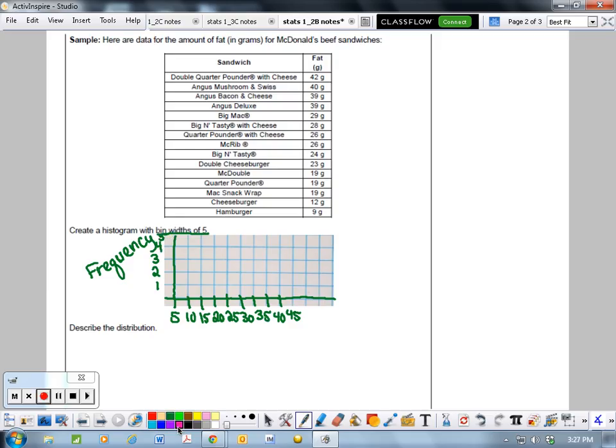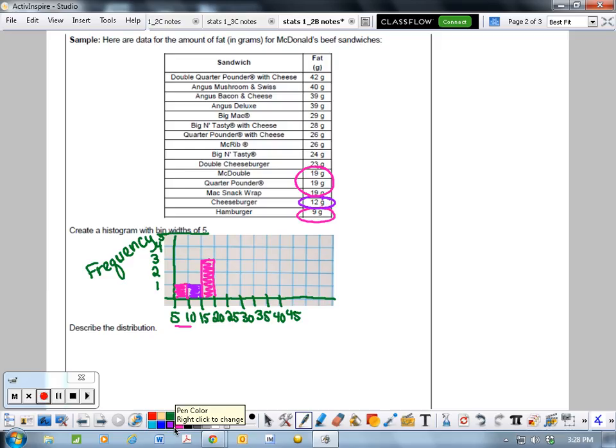So now we're going to look at our list and figure out how many numbers I have between 5 and 10. Between 5 and 10 I have one number, so my bar goes one number high. Then I look at my next bin, 10 to 15. From 10 to 15 I have one number, so my bar is one number high. And then I go to the next one, 15 to 20. Looks like I have 3 numbers, so I go 3 boxes high.